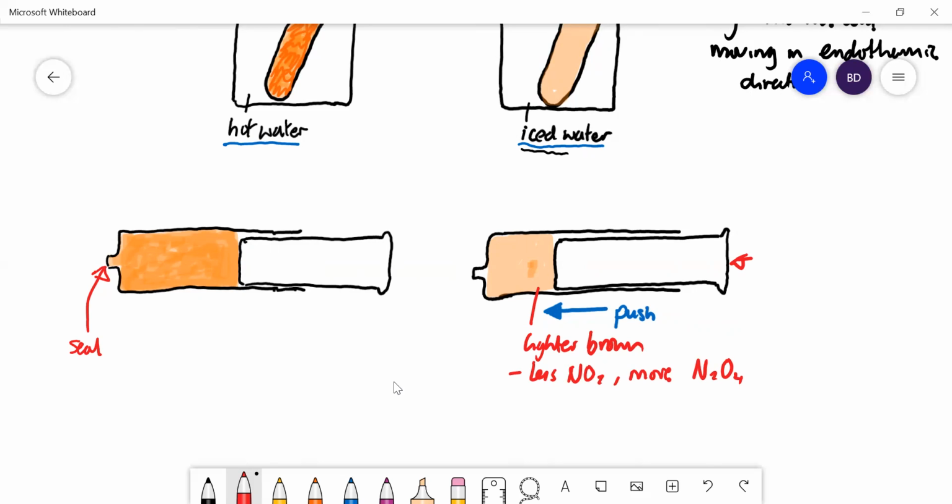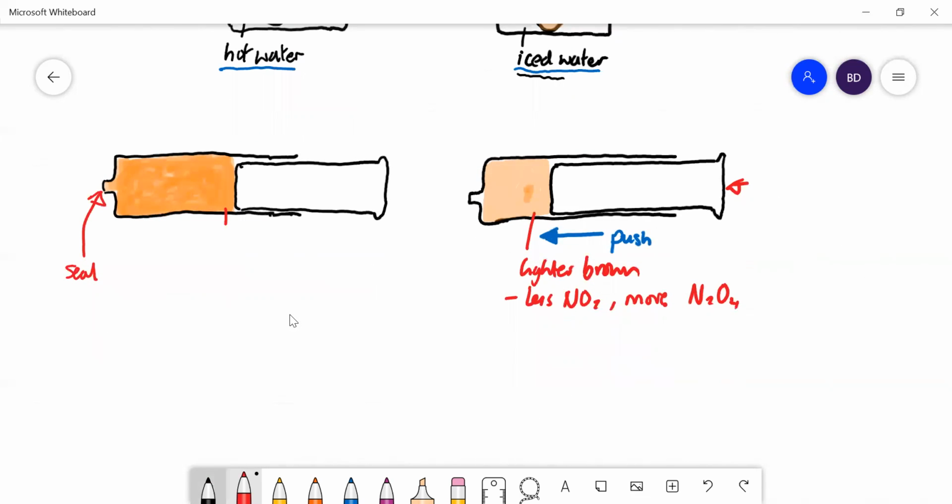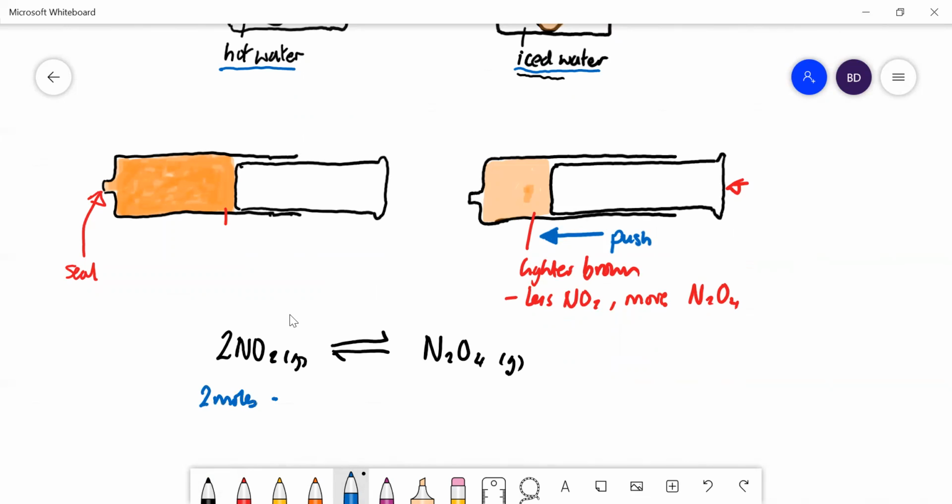When you compress the gas that way, it actually goes paler, and that's a bit counterintuitive because you would expect that if you squash it, it would look darker brown because it's in a smaller space, but it doesn't. It actually goes paler brown because it affects the position of equilibrium. Now let's see how that's happening. We've got 2NO2 gas and we've got N2O4 gas. On the left hand side of the equation we've got 2 moles of gas, and on the right hand side of the equation we've only got 1 mole.